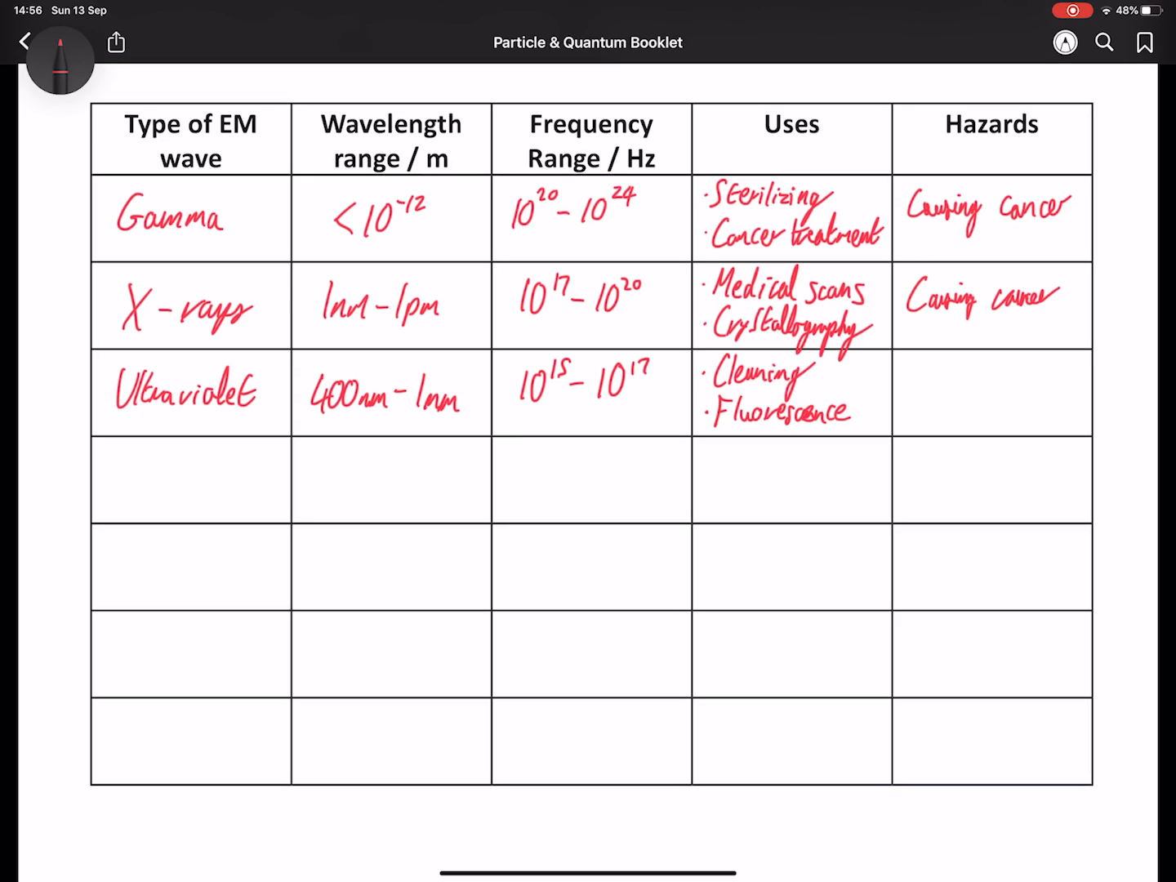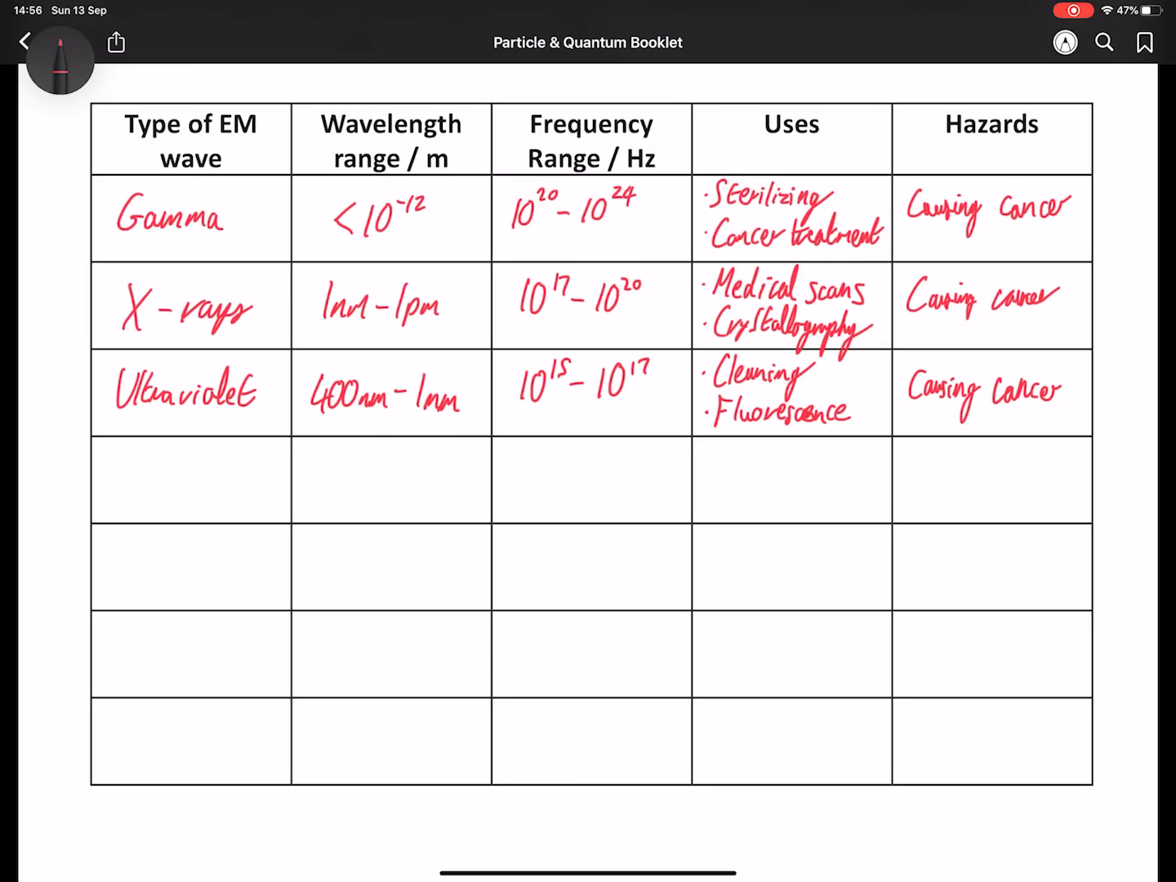Hazard-wise, this is the lowest energy wave that tends to have the ability to cause cancer. So causing cancer is still a major effect, but generally UV will not be able to penetrate very deep into the body. So it's more likely to cause skin cancer than any other type.